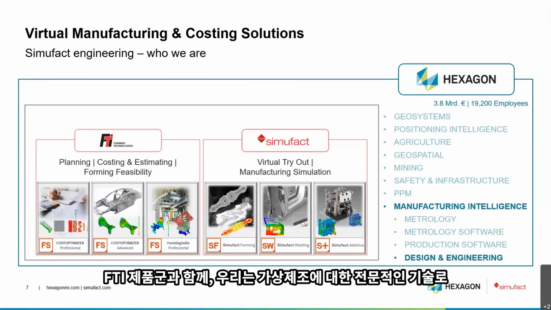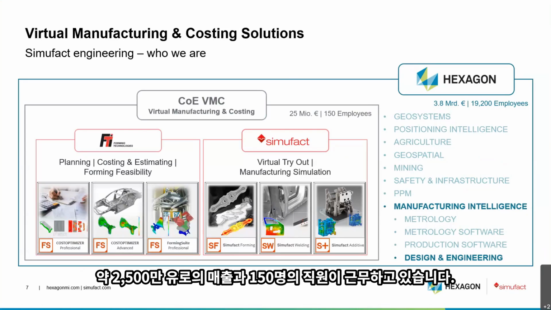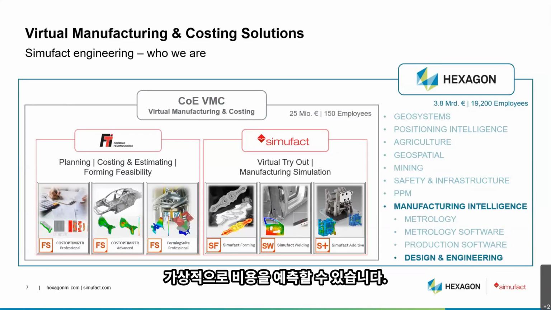Together with FTI, we form the Center of Expertise Virtual Manufacturing and Costing with approximately 25 million euro turnover and 150 employees. FTI deals with sheet forming processes and there with quick feasibility analysis and cost estimation based on virtual tests.